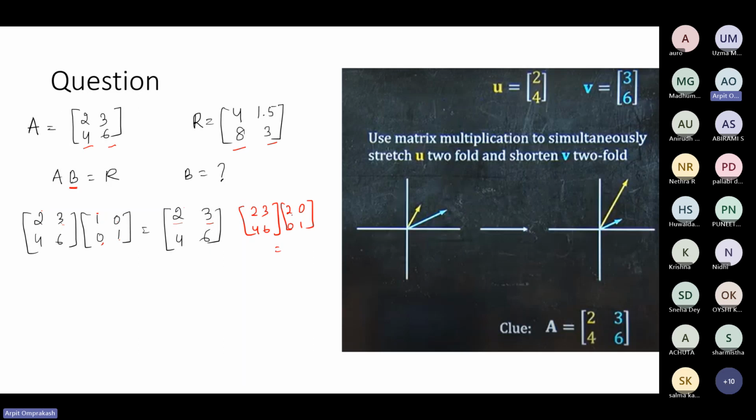1. The result would be 2 into 2 plus 3 into 0, which is 4. 2 into 0 plus 3 into 1, which is 3. 4 into 2 plus 6 into 0, which is 8. And 4 into 0 plus 6 into 1, which is 6. So basically, when we multiply a matrix with a diagonal matrix, we can isolate the columns. So here we are just multiplying this value of 2 to the first column. Is that clear?